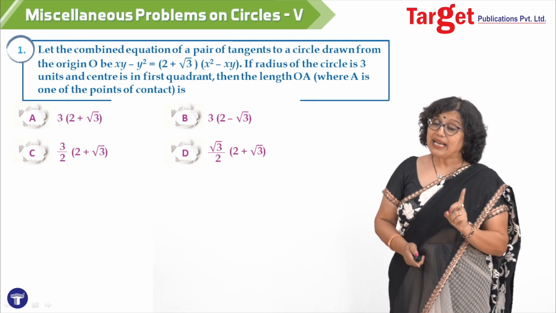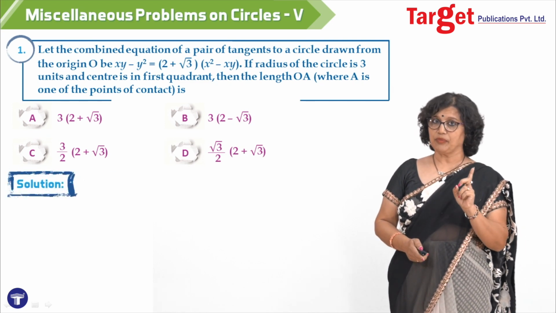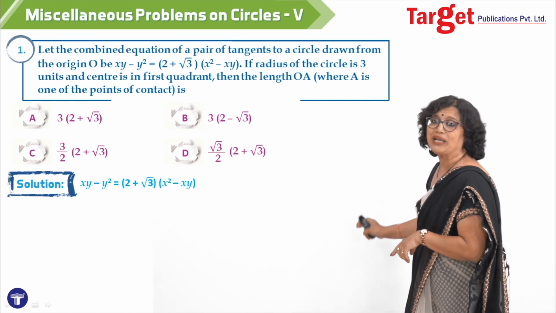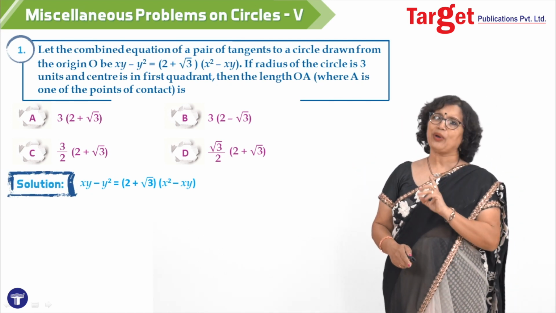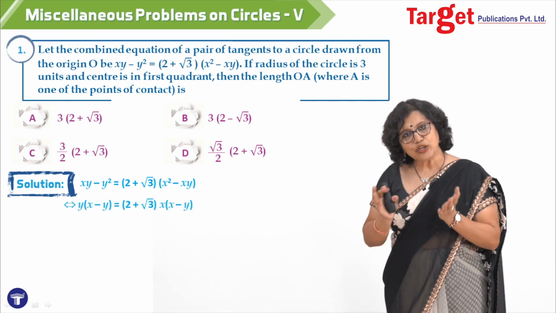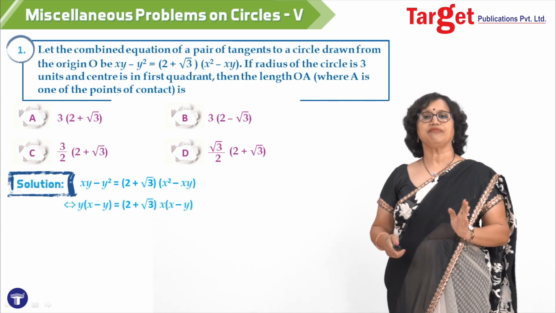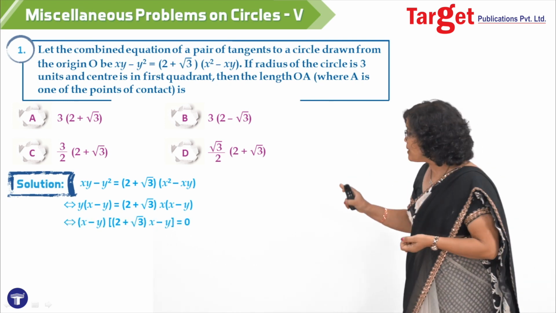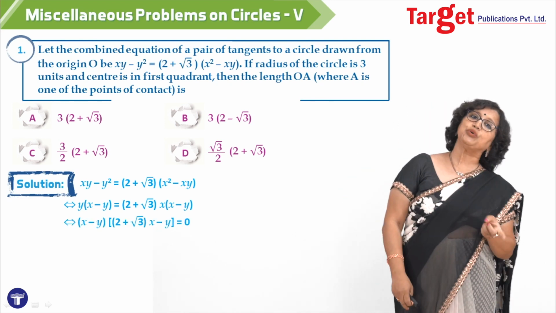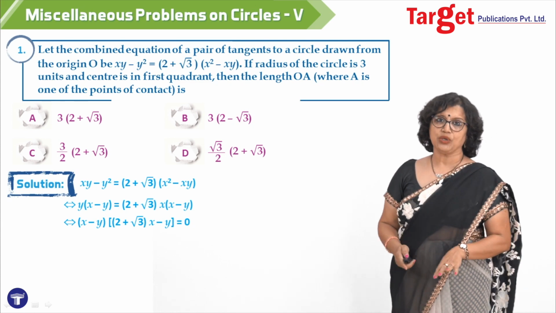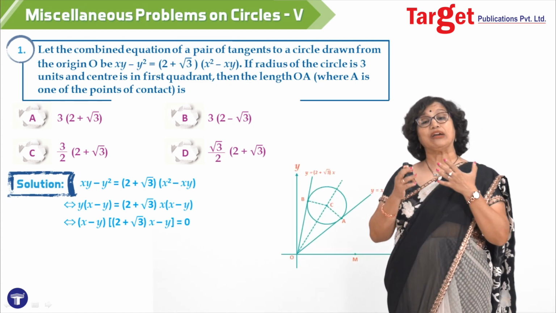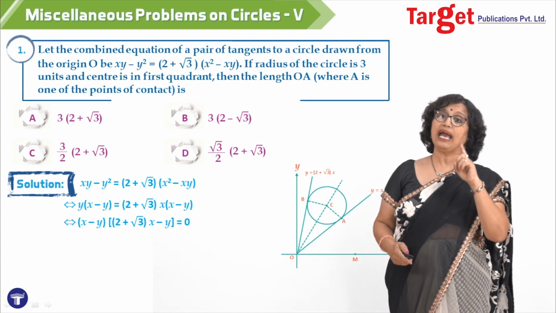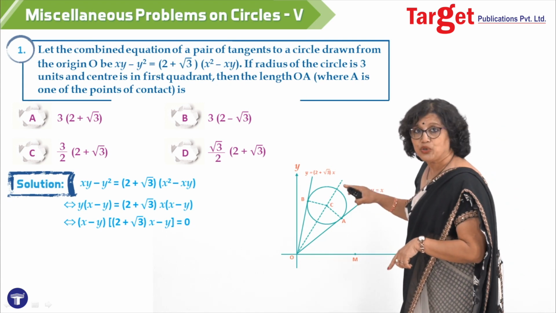Now, the combined equation actually matters, of those tangents, right? What is the combined equation? xy minus y square equal to 2 plus root 3 into x square minus xy. Try to rewrite terms in such a way so that you can factor, and that actually leads to x minus y into 2 plus root 3 into x minus y equal to 0. So this gives me 2 equations actually. Which 2 equations? One is x equal to y and the other is 2 plus root 3 into x equal to y.